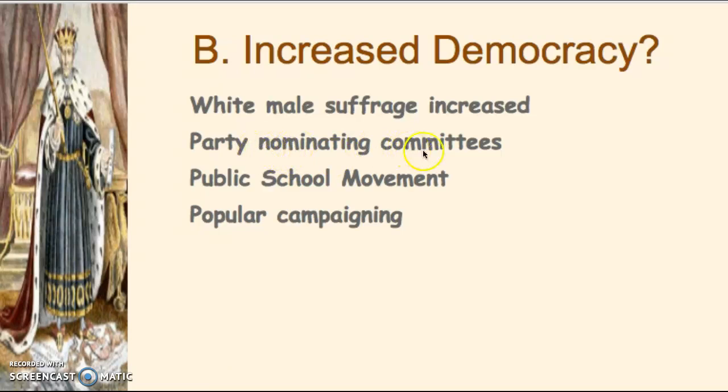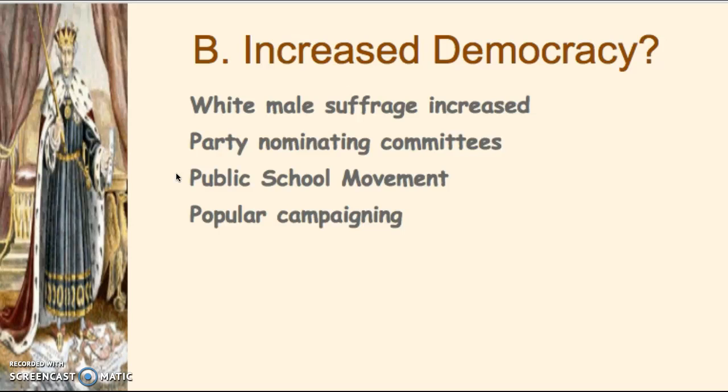But, you know, this nominating committee movement is going to make sure that more people, not just the leaders of the party, are being able to nominate and select who is going to run for their political party here. And that's going to develop over time as well. The public school movement is going to be very important as far as increased education for all parts of the nation and all economic classes.